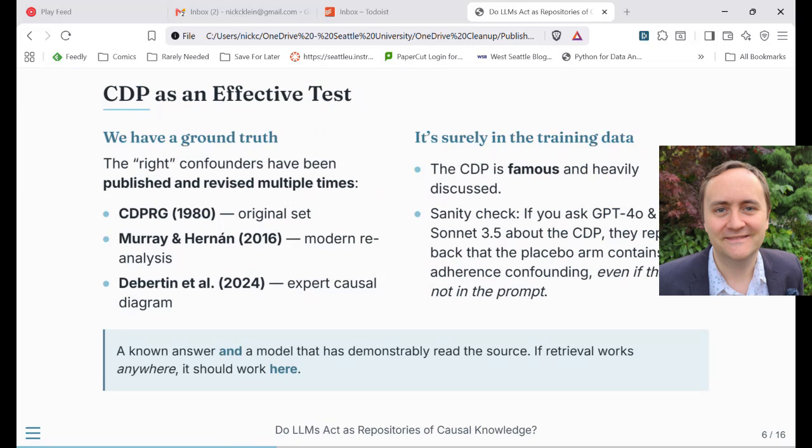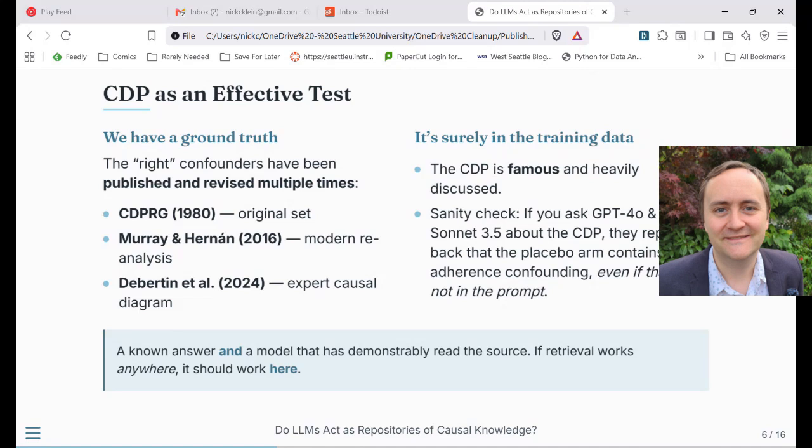We have the CDPRG paper from 1980. This was the original set of confounders that found that they could not actually solve the problem. And there are two follow-up papers, one by Murray and Hernan in 2016 that did a reanalysis, and then another one from Debertine in 2024 that did a further expert causal diagram. So this is in the training data.